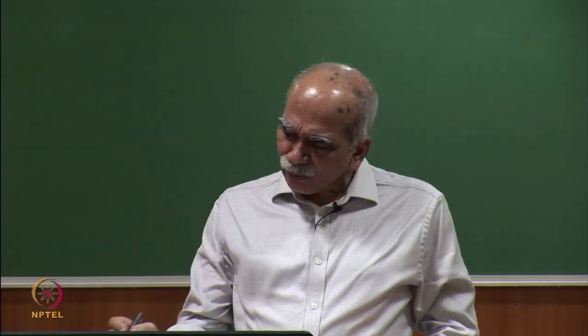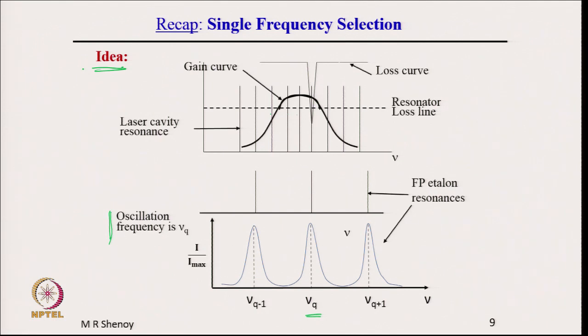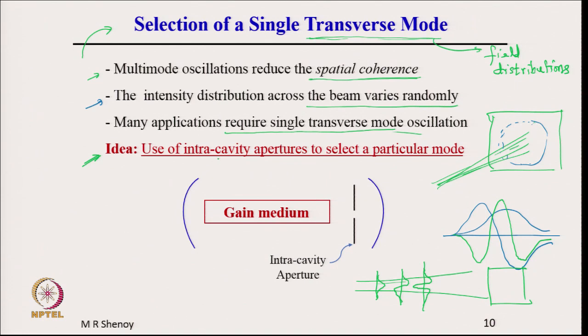All right. So, how to select a single transverse mode? The idea used earlier was to create low loss for only one frequency which you need. The same idea is used here: use intracavity apertures to select a particular mode. We will discuss this in detail in the next slide, but let us first see what I mean by this.